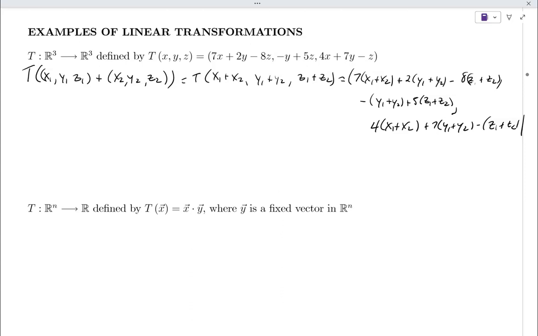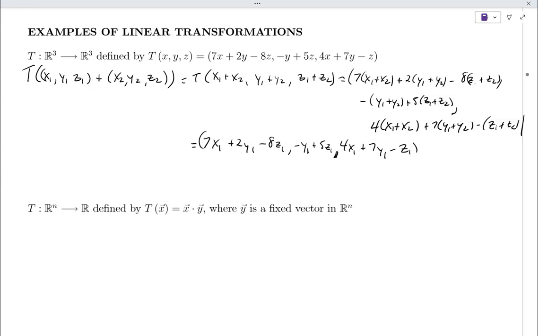Distribute, and then I've got a sum of things again, right? So I can just split it into two pieces. So this really will equal 7x1 plus 2y1 minus 8z1, comma, negative y1 plus 5z1, and a 4x1 plus 7y1 minus z1.